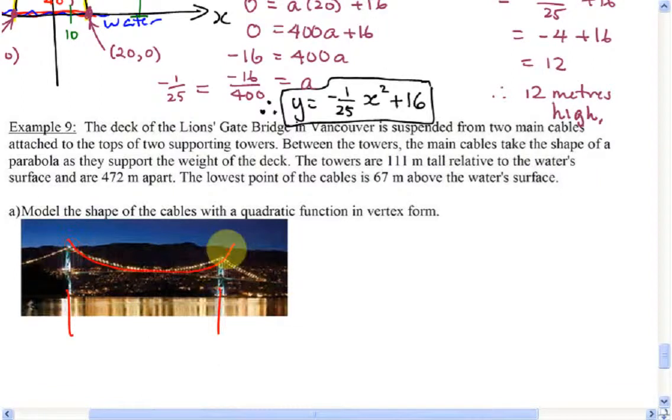It says, between the towers, the main cable takes the shape of a parabola as they support the weight of the deck. The towers are 111 meters tall relative to the water's surface, and are 472 meters apart. The lowest point of the cables is 67 meters above the water surface. With all this information, I'm asking you to model the shape of the parabola using a quadratic function.